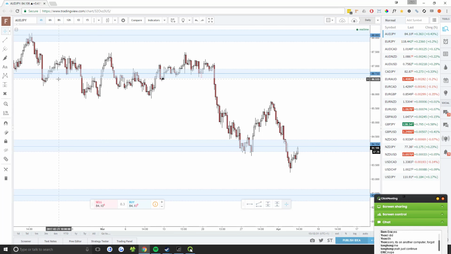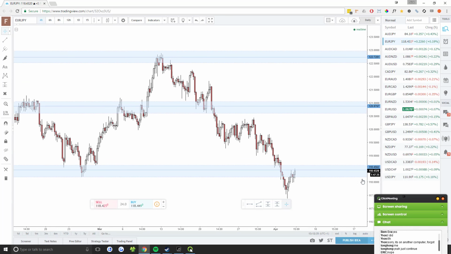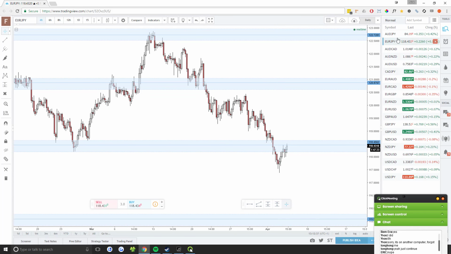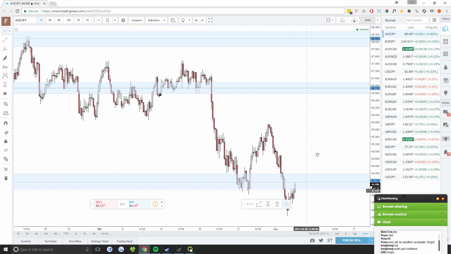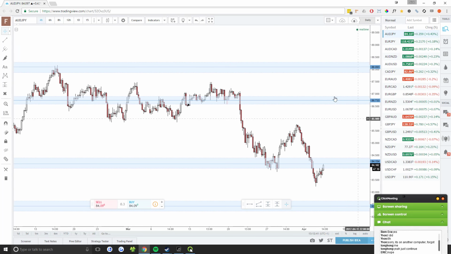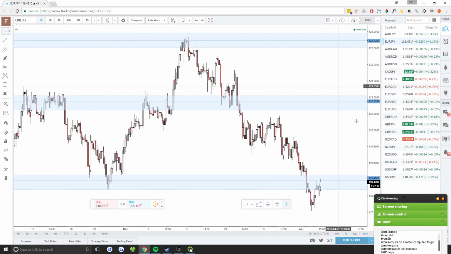So yeah, let's keep a close eye on AUDJPY. We'll do the same for EURJPY. We'll see how that one goes, but mostly AUDJPY. That's the one that's looking best to me right now. So potential short setup on AUDJPY, potential short setup on EURJPY.